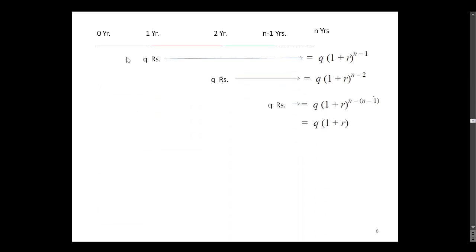So let us consider the amount Q deposited at the end of first year. This Q amount is deposited at the end of first year. So this will become Q(1 + R)^(N-1). Okay. Because for the first year, the interest will not be earned.